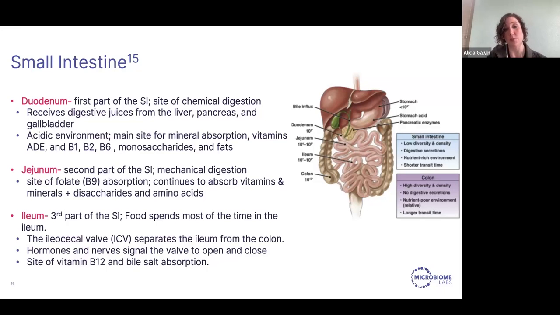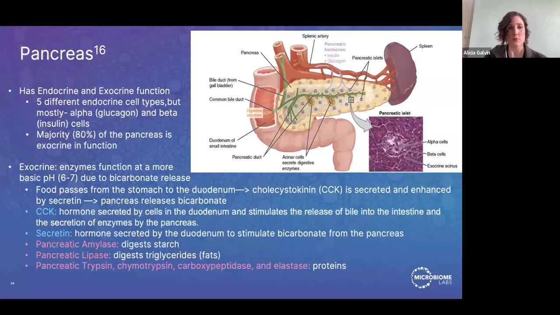So what if somebody has their ileum removed? You have to think about B12 and bile salt absorption. Or if they have a lot of inflammation, like again, a Crohn's or a celiac or a SIBO, be thinking about B12 deficiencies or issues with their bile salt absorption.